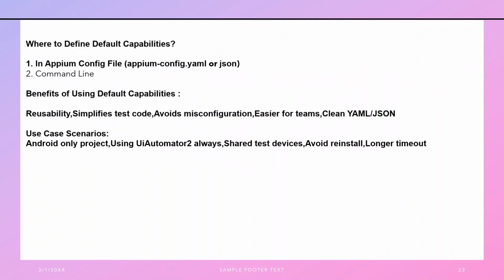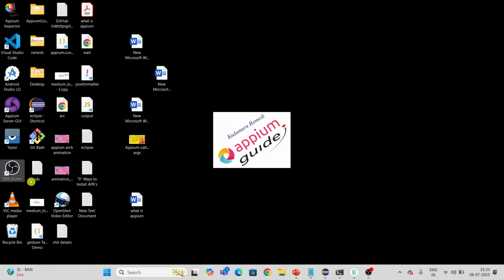The next one is the way to define default capabilities. As I told, we can define these default capabilities on the command line or by using the configuration file with the APM server. Next we'll come back to the benefits and reusability. First of all, we will create the command line default capabilities here.